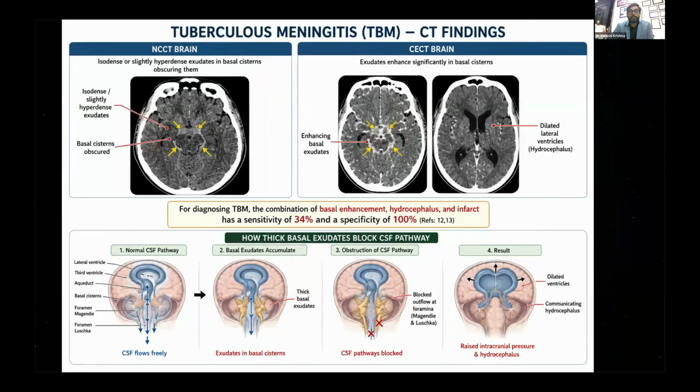When you come to the imaging, if you get a CT scan, as we already saw in the previous diagram, this is the basal cistern. When you get a CT brain, you could see there will be slight hyperdensity exudates present at the basal cisterns. When you get a CT contrast, you can see the basal cisterns will be more enhanced. Because of this compression, as we already discussed, they present as hydrocephalus.